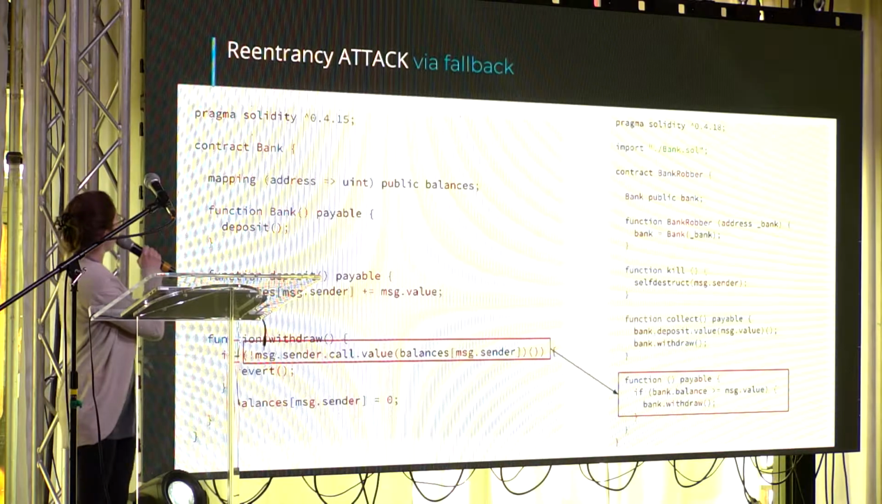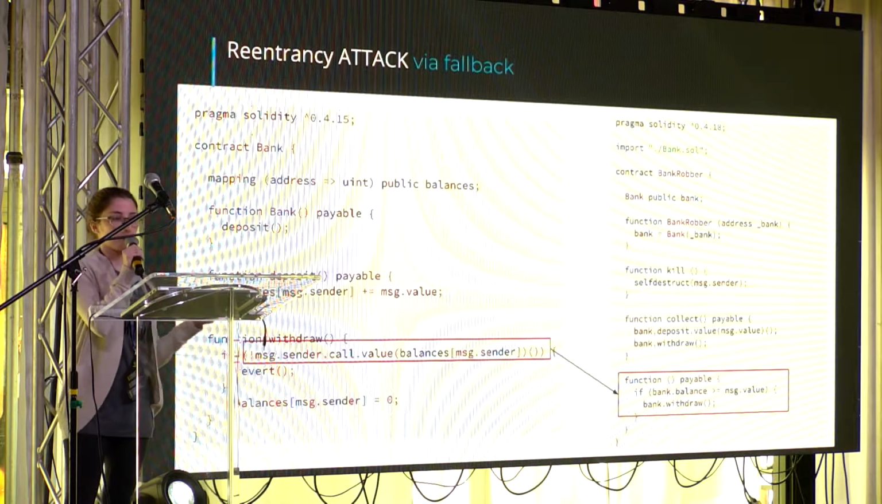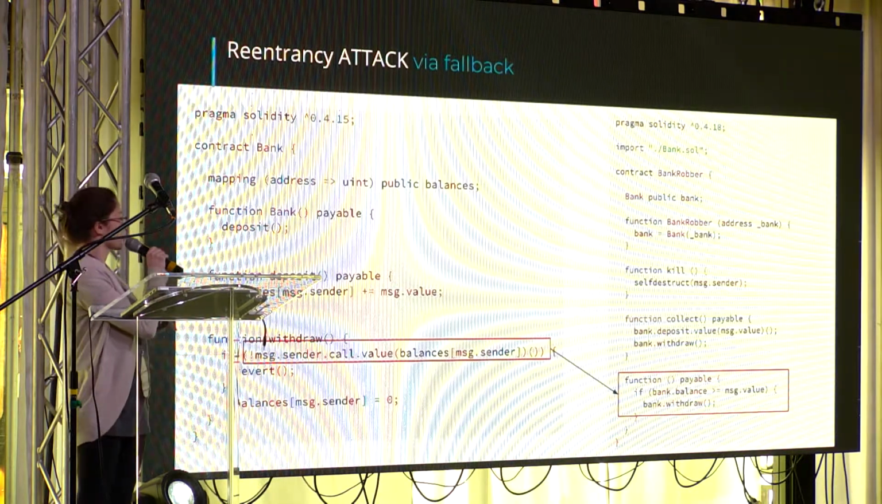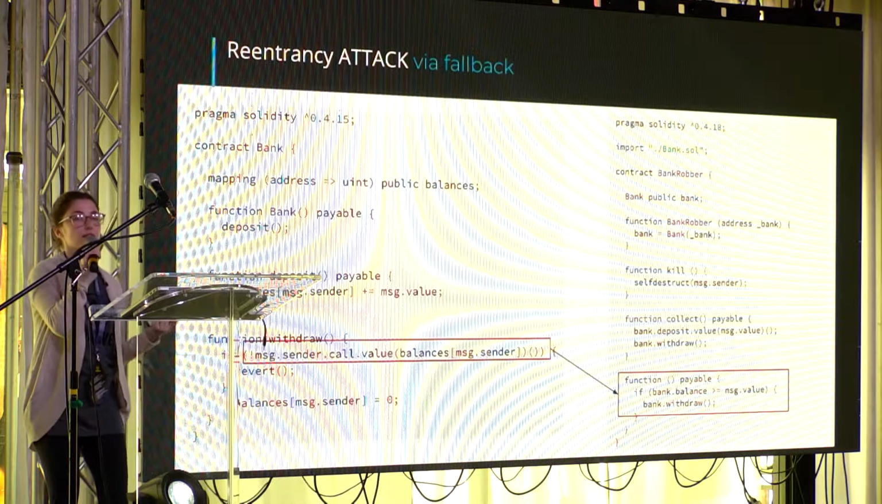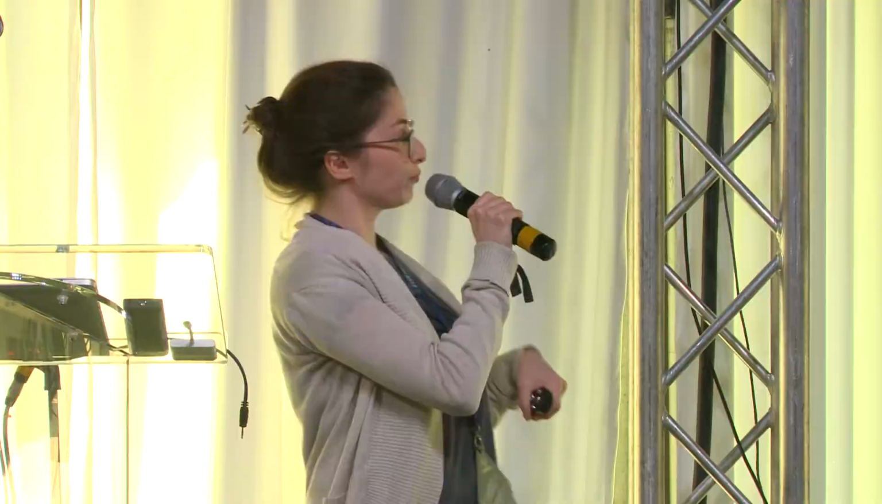Okay. So real quick, you guys know what a fallback function is? For those of you who don't know, a fallback function is a function that you put in a smart contract that doesn't have a name. That's why it's called the fallback function. And you can make it payable. So basically, if you send Ether to a contract, if it has a fallback function, it'll take that Ether.